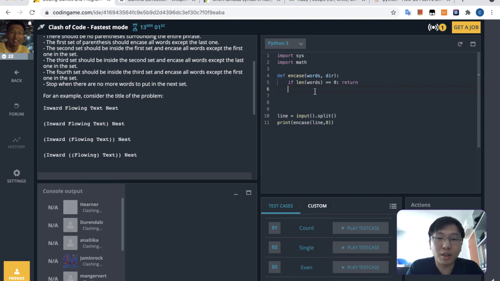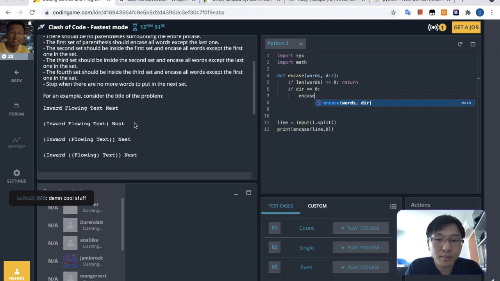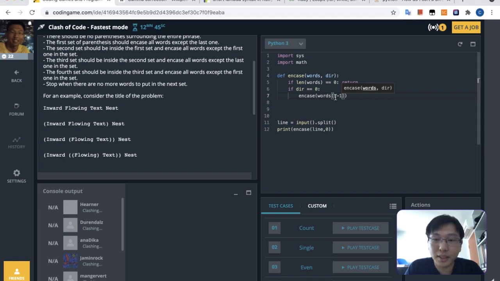If not, if direction is 0, then we encase the first few, so encase words up to index -1. And then the direction will be 1 minus direction. Else.